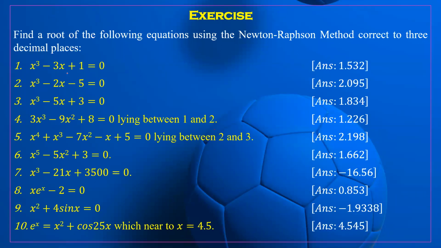Same thing: we will first see which equation is given. We will first check between which values the root of this equation lies, either 0 and 1 or others. Since the answer is given here, clearly if we take f of 1, f of 1 is equal to 1 minus 3 plus 1, which is minus 1. What is f of 2? f of 2 is equal to 8 minus 6 plus 1, which is 3. So clearly one is positive and one is negative.